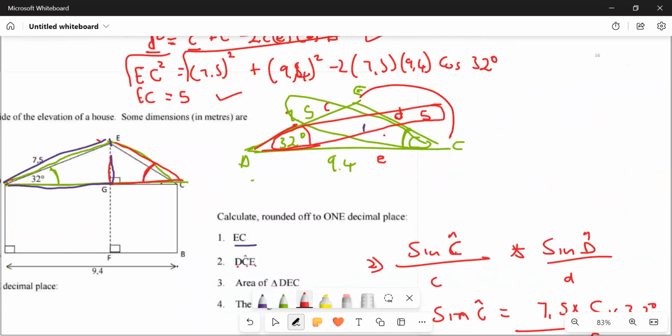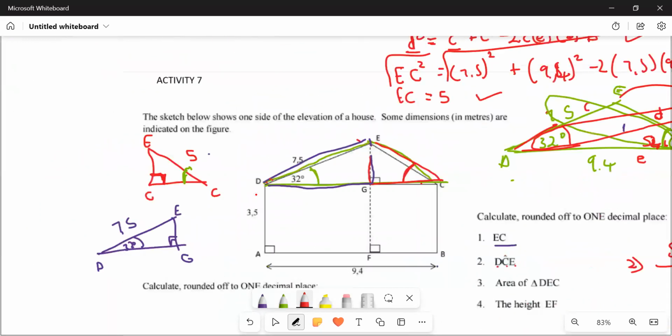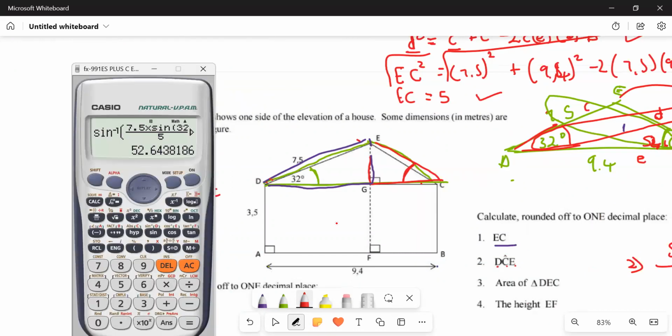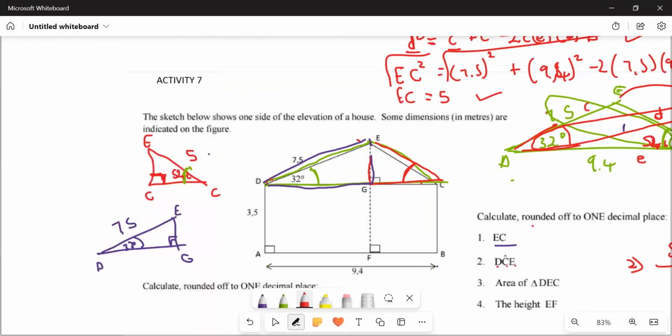Let's update our diagrams then. We'll say this one here is 52,6, and this one here is also 52,6. Let's check if I'm correct. Yeah, it's 52,6 again. Okay, good for us. So far, so good.